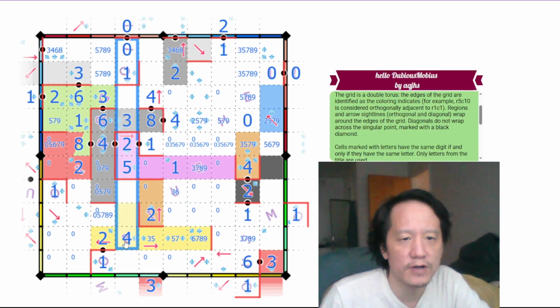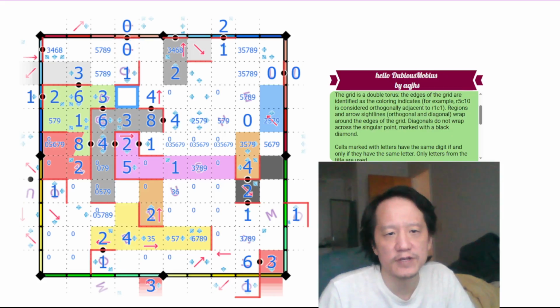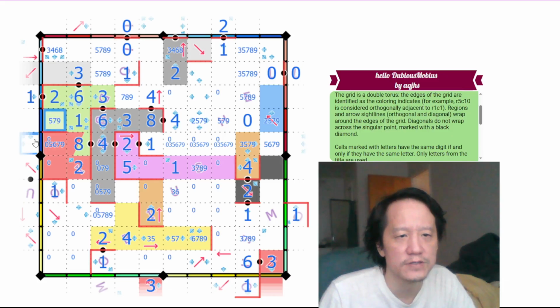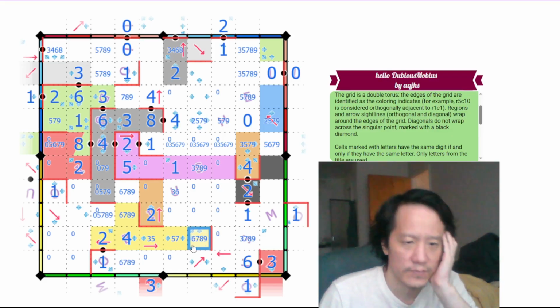The rest of column 4 has to be 6, 7, 8, 9. It can't be 6 because of the 6 in the row. Oh, so this is 6. Right, so then this has to be green. Okay, so that's green. There we go. 6, 7, 8, 9.